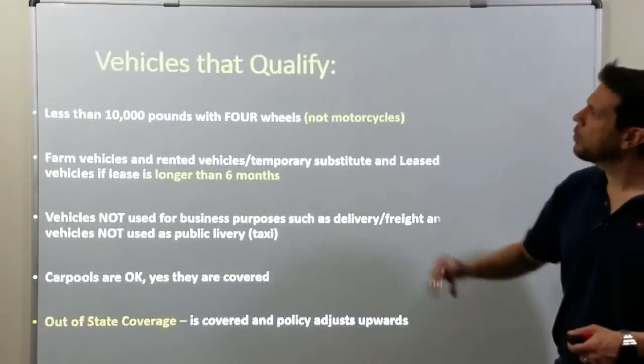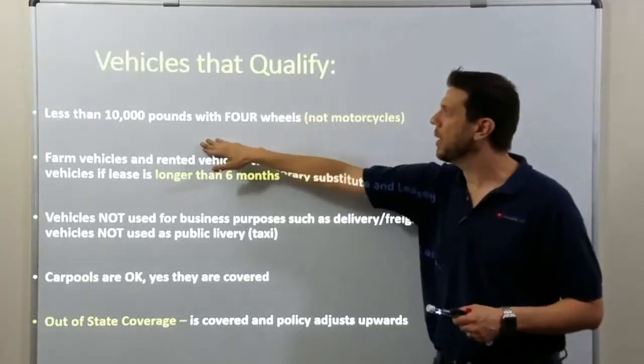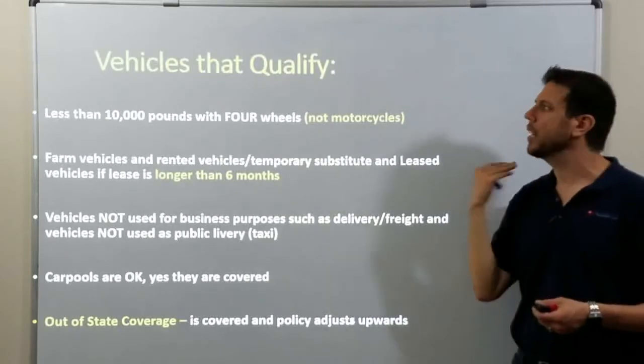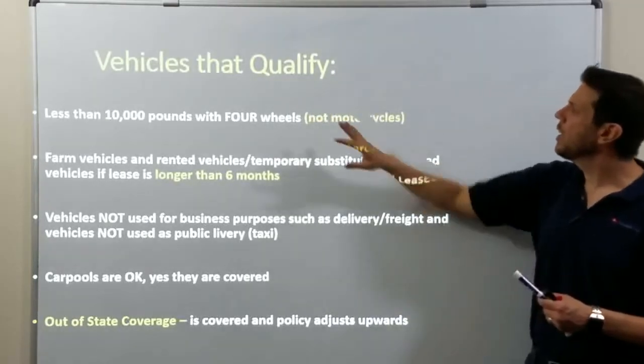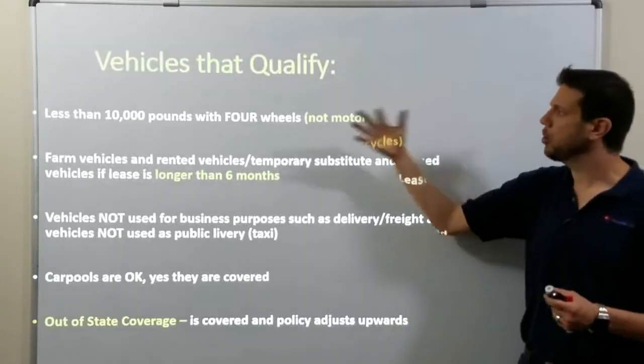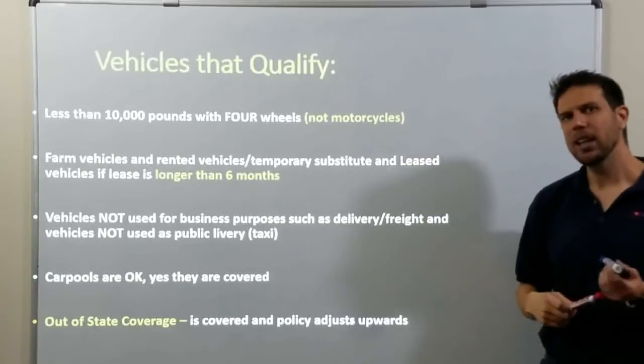So, in order for it to be personal auto insurance, the vehicle has to be under 10,000 pounds and have 4 wheels. Motorcycles do not get personal auto insurance. They receive something called miscellaneous coverage. So to be a personal auto policy, it has to be under 10,000 pounds and have 4 wheels.